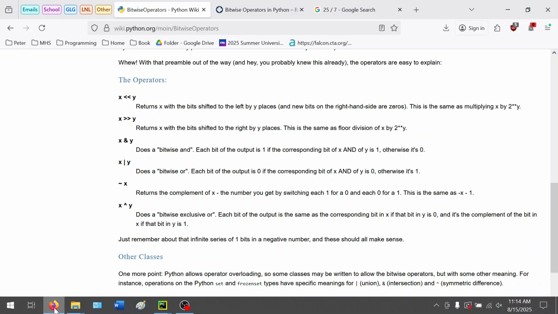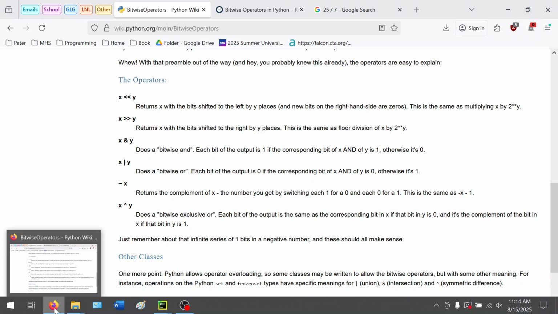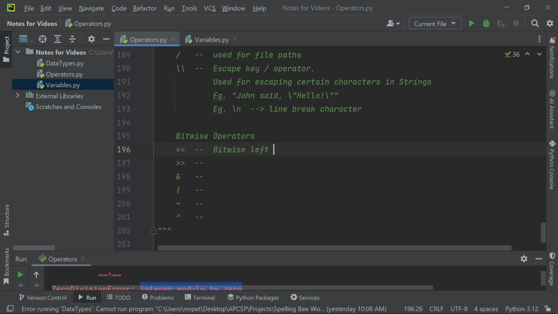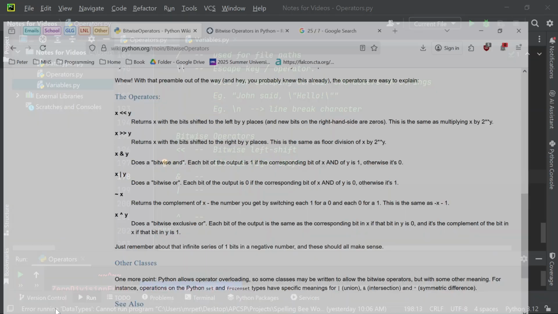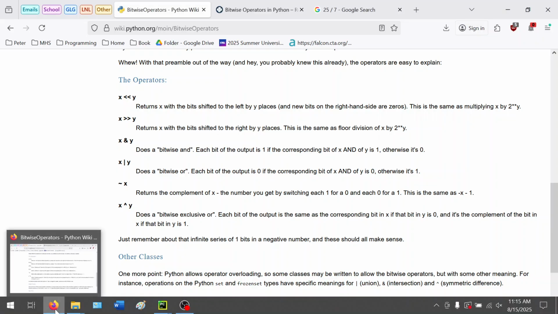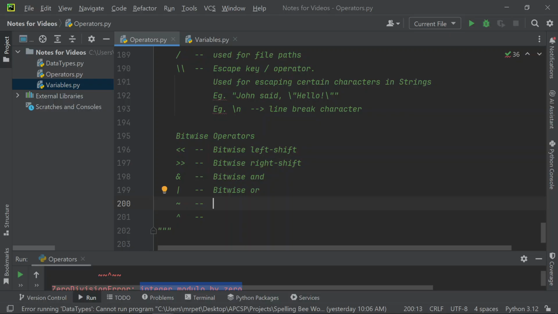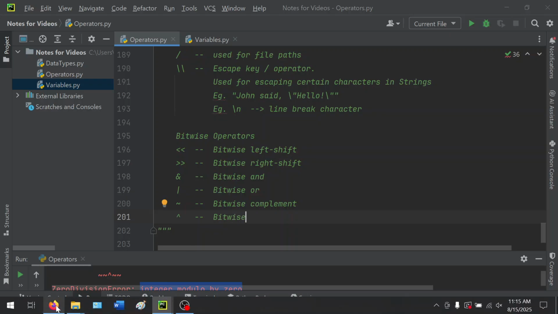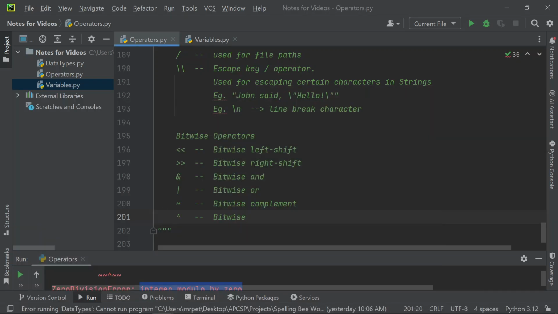So let's see, this was one of the shifts. Shifted to the left. I guess this is the bitwise left shift. So this is the bitwise right shift. We have the bitwise AND, bitwise OR. We have the complement. And the bitwise exclusive OR. Okay.